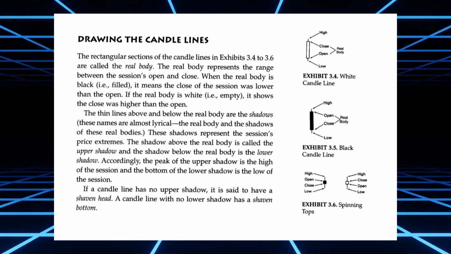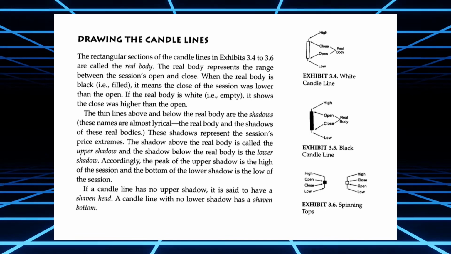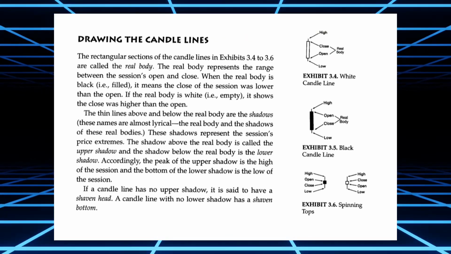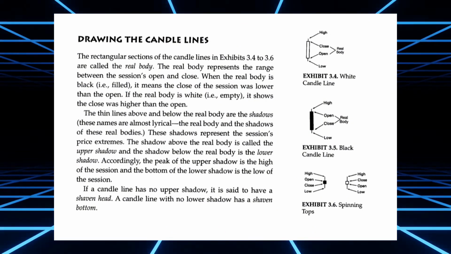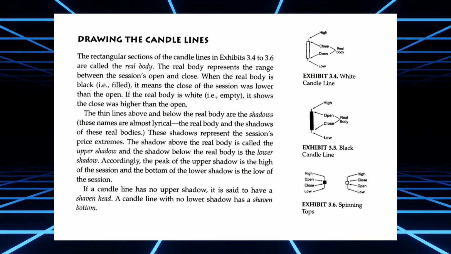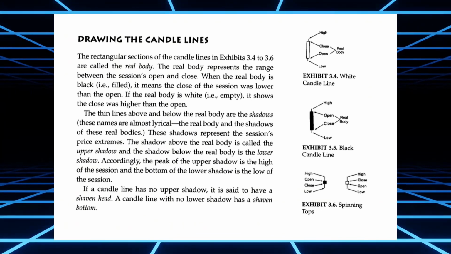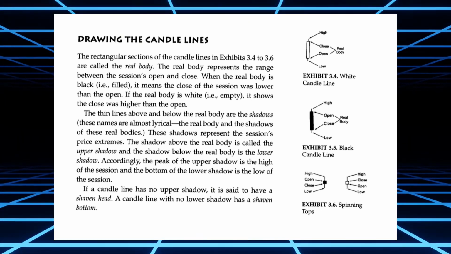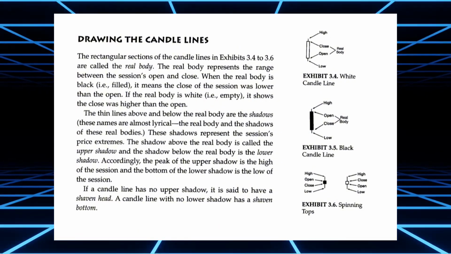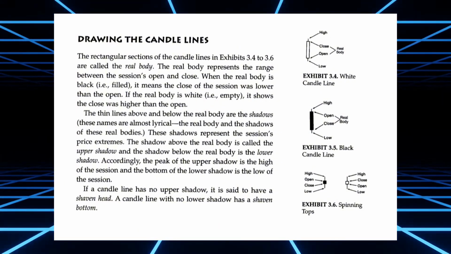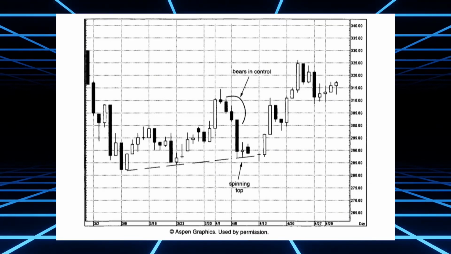The rectangular section of the candle lines in Exhibit 3.4 to 3.6 are called the real body. The real body represents the range between the session's open and close. When the real body is black, for this example, it means that the close of the session was lower than the open. If the real body is white, for this example, it shows that the close was higher than the open.